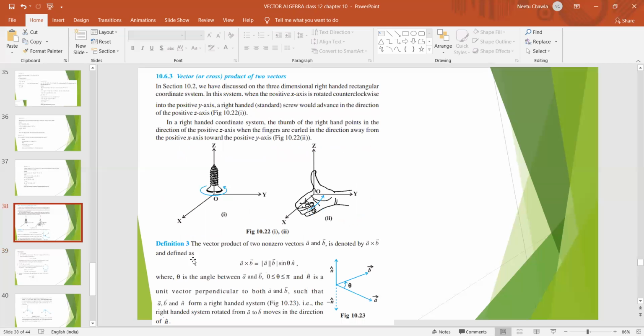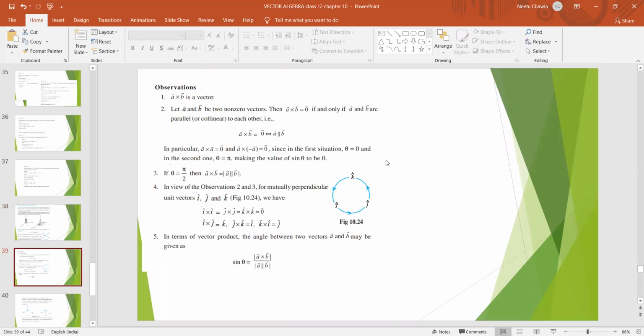Why is it so? See here, it is given sine theta. And when theta is 0, then sine theta becomes 0. Theta 0 means these two vectors have no angle between them, meaning they are parallel to each other. So if they are parallel or collinear to each other, then only the cross product will be 0. In the case of the scalar product, when the dot product is 0, then they are perpendicular. Third is when theta is equal to pi by 2, so sine pi by 2 is 1.